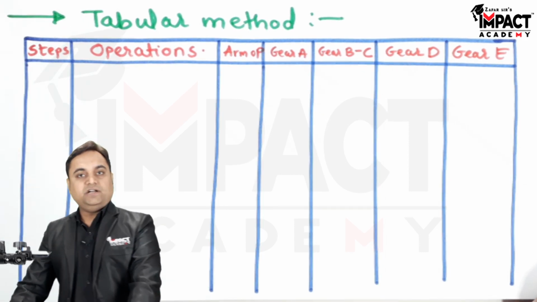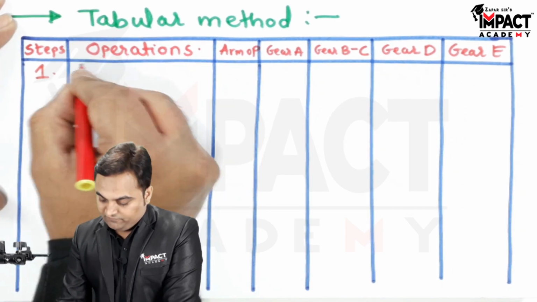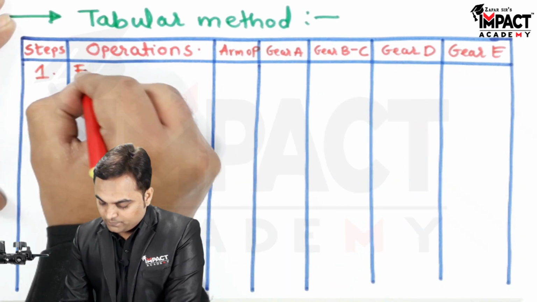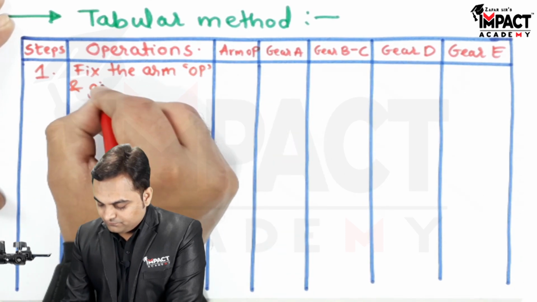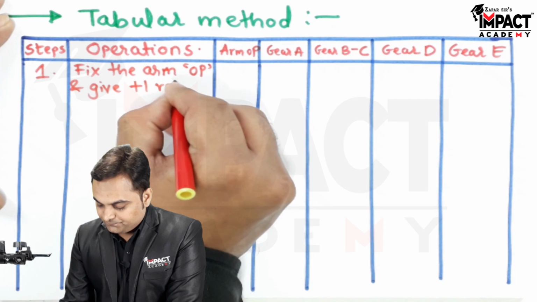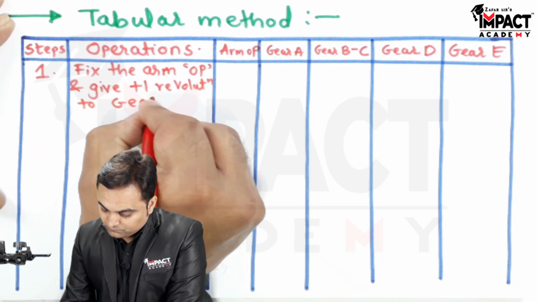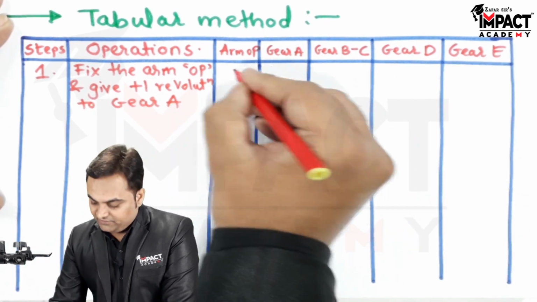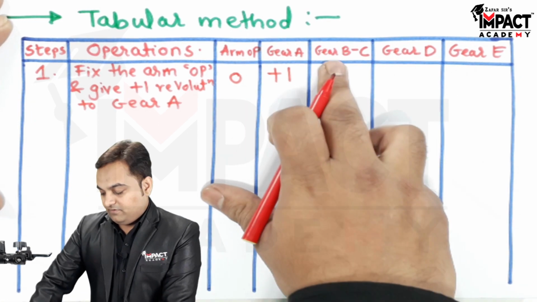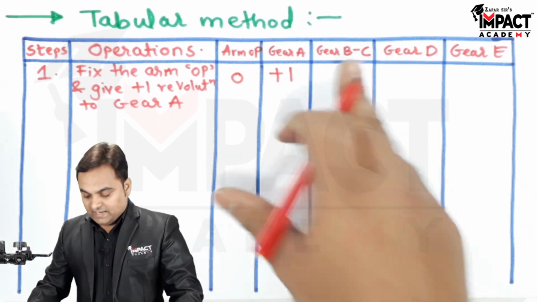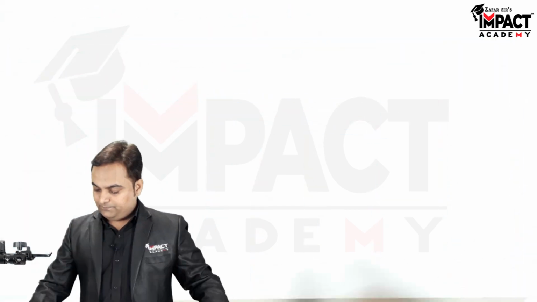Now, how to start this table is, in the operations part, fix the arm OP and give +1 revolution to gear A. So when I keep the arm OP as fixed, its speed is 0, +1 revolution is given to A, and for gear B, I am going to find its speed by using the velocity ratio concept.